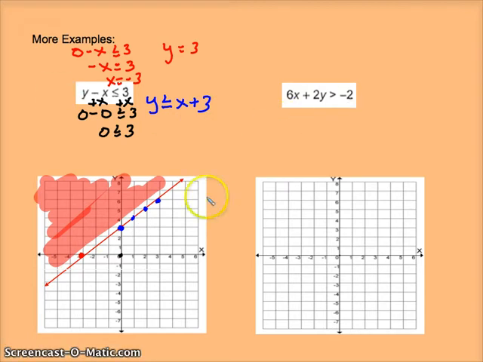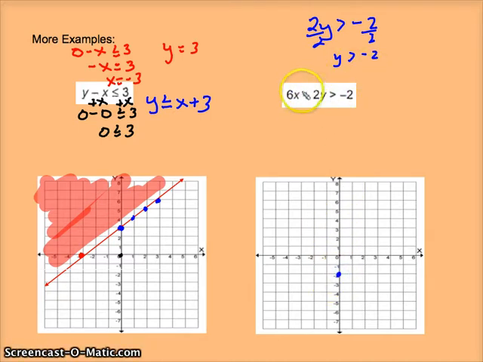First, I'll use my intercepts. All right, if I plug in 0 for x, I'm left with 2y is greater than negative 2. I would divide both sides by 2. Y is greater than negative 2, so at negative 2 is where I'll put my point for the y-axis.